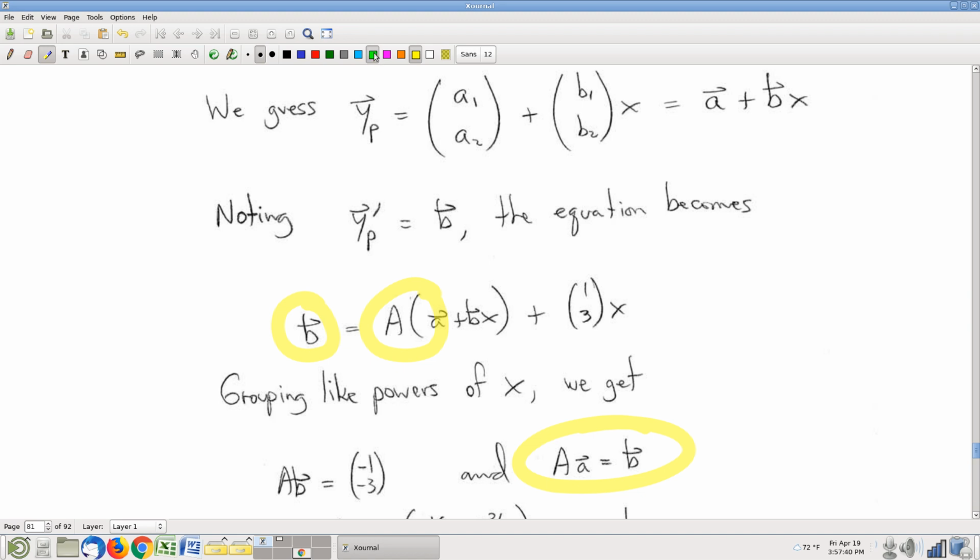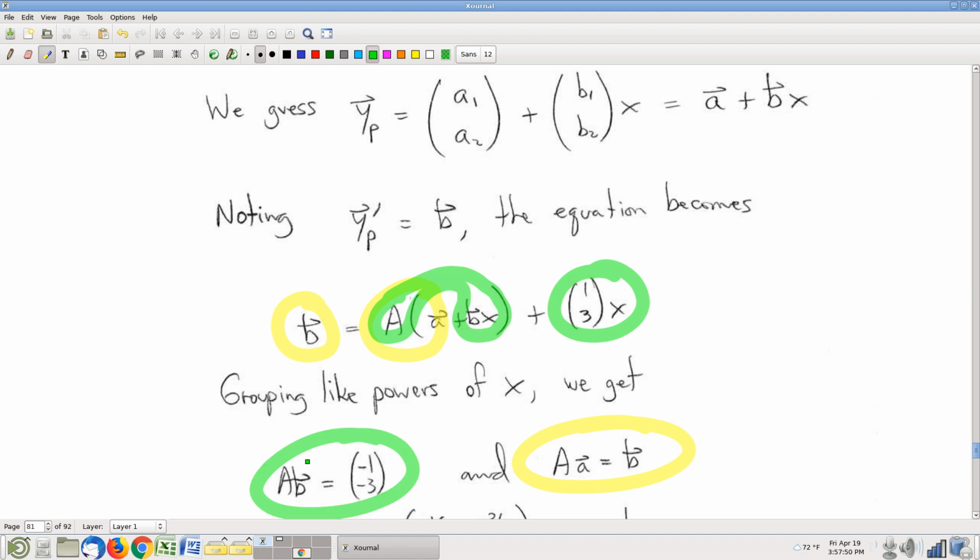Now let's look at x terms. There's an x term and there's an x term, and that tells me this. So the constant terms have to line up, the x terms have to line up, and therefore I have two equations. And these are two easy vector equations. Solve for a and b. No big deal. It's easy to do in this case.